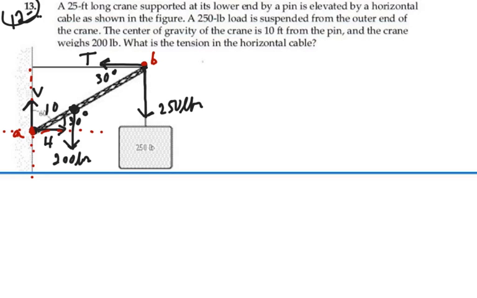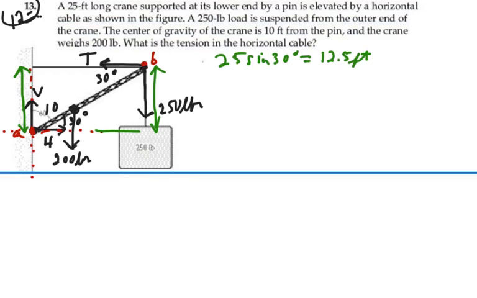Now let's calculate our moment arms. For point A, the moment arm for tension, T, will be this distance right here. And that's the same, if I look at this triangle, as this distance over here. That's going to be equal to 25 feet sine 30 degrees. So let's calculate what that is. 25 feet times the sine of 30 degrees is 12.5 feet.